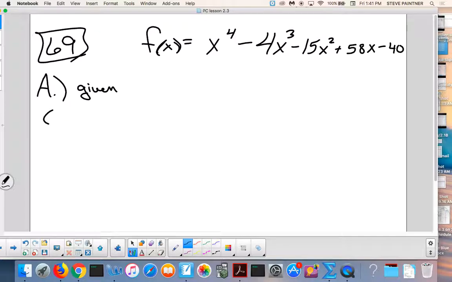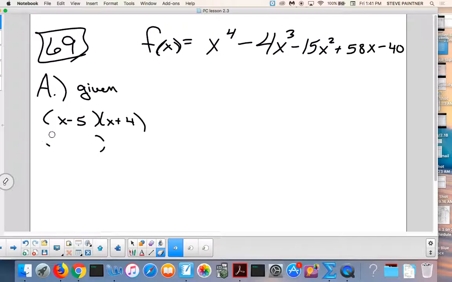Verify the given factors. What are the given factors? X minus 5 and x plus 4. So these are factors of that. They're telling you they're factors, so just prove it. How do you prove it? Put the numbers in. Synthetic division, and then prove that the remainder is 0.